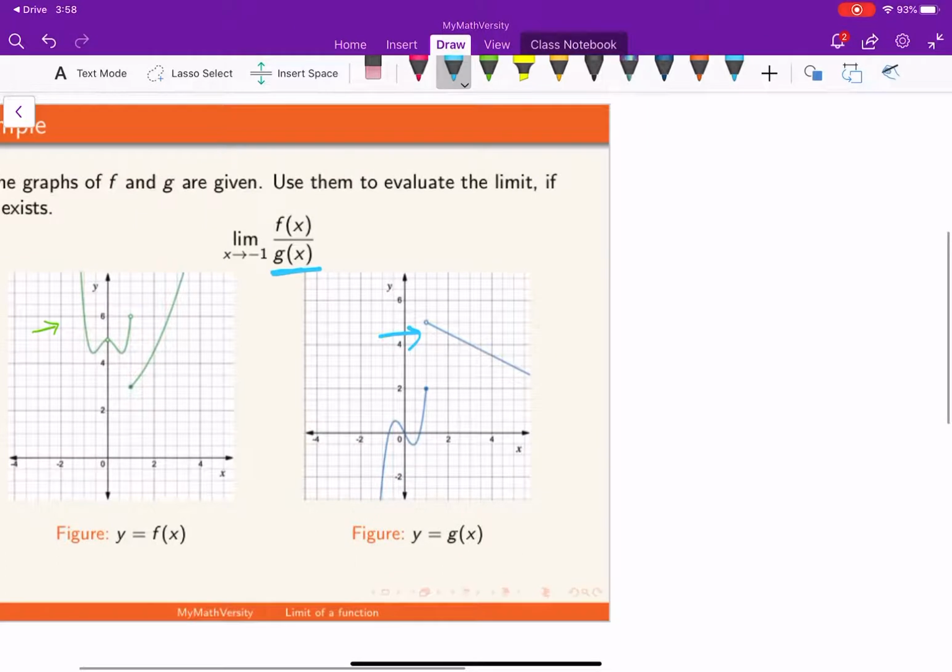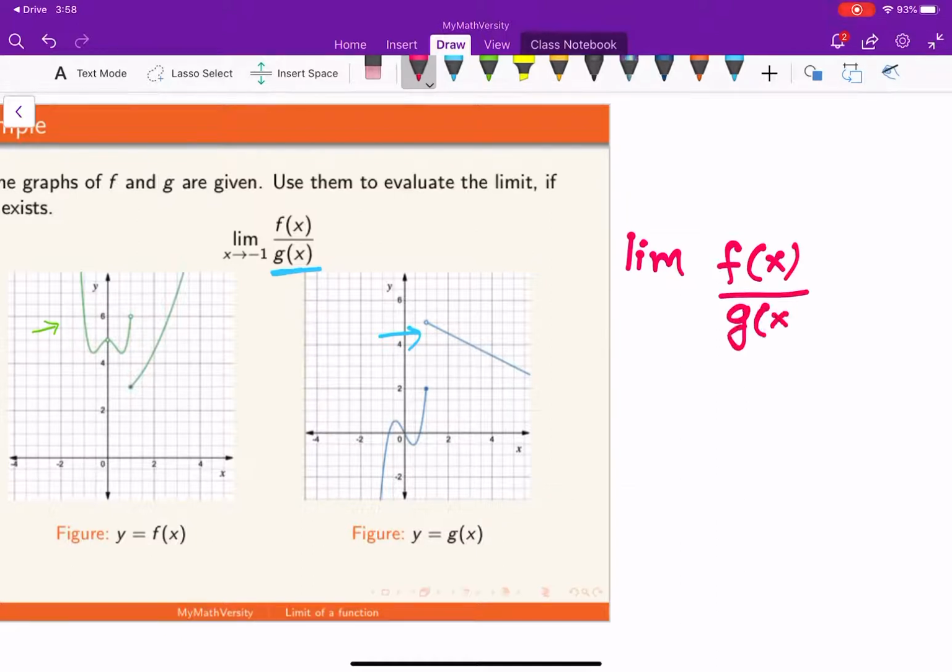So how can we do this? Remember, our goal here is to find the limit of this new function, which is the quotient function of f and g, and we need to evaluate the limit of this function when x gets closer and closer to -1, right? So that's what we need to find. All right, so how can we do this?